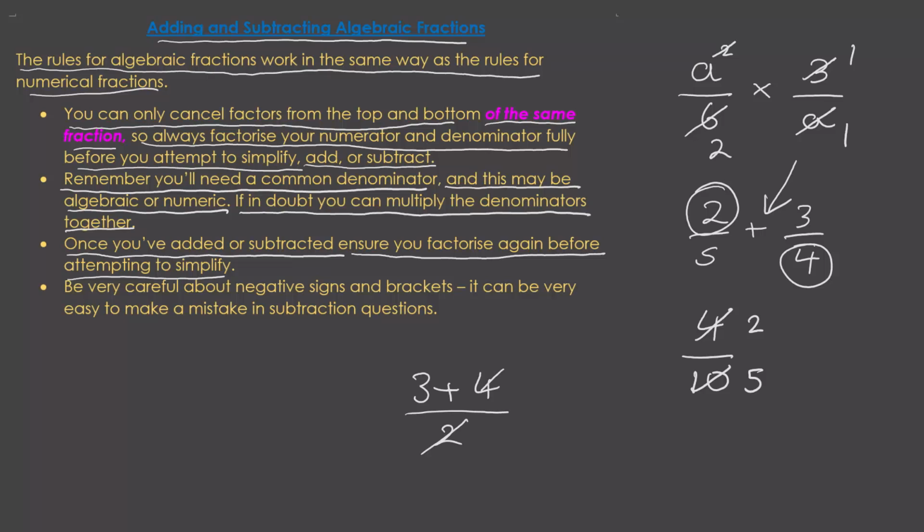I can't do this. Just think about why you can't do that. 3 plus 4 is 7. 7 divided by 2 is 3.5. If I did this, it would become 3 plus 2, which is 5. So clearly that's not the same. You can only cancel things if it's something like 3a squared over a, and then we can cancel those a's, giving us 3a. The difference being that this is multiplied.